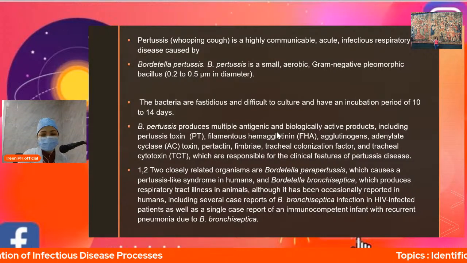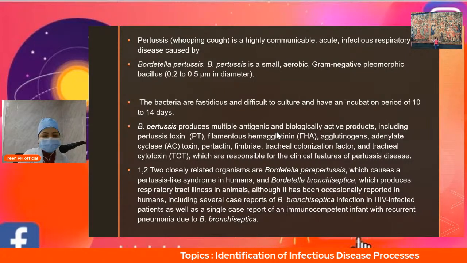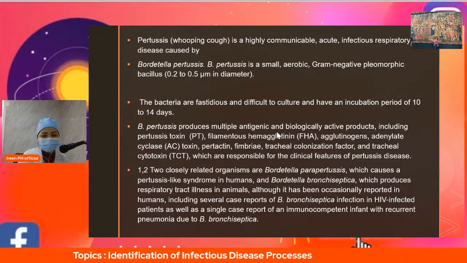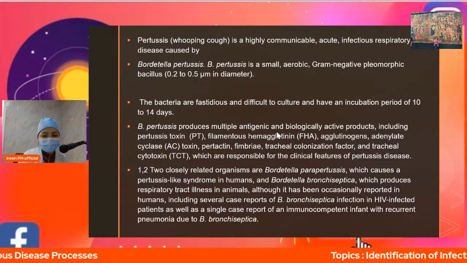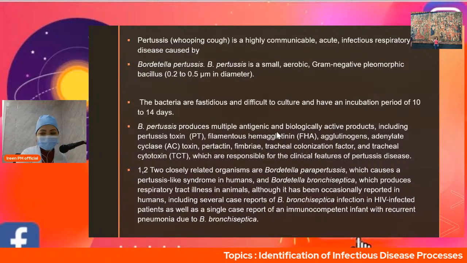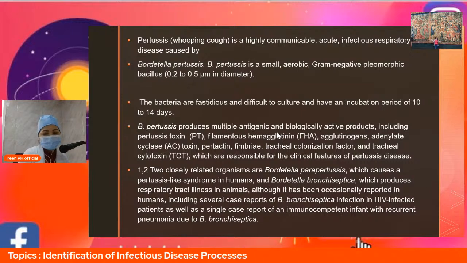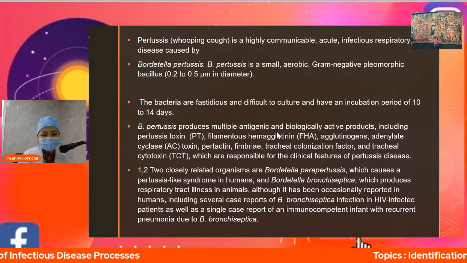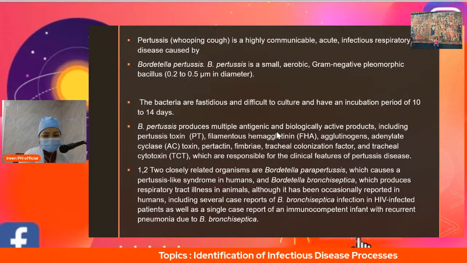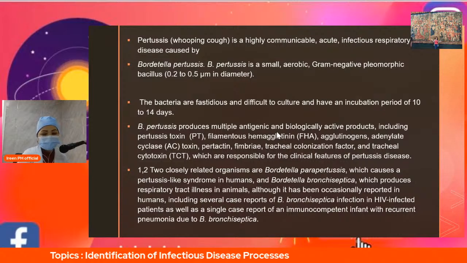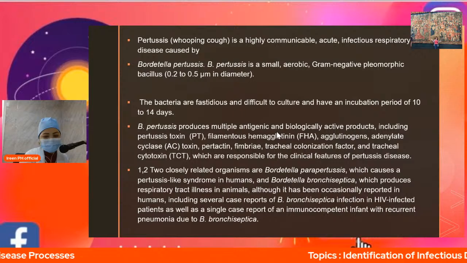Two closely related organisms are Bordetella parapertussis, which causes pertussis-like symptoms in humans, and Bordetella bronchiseptica, which causes respiratory tract illness in animals, although it has been occasionally reported in humans, including several case reports. One case was reported in an immunocompetent infant with recurrent pneumonia due to bronchiectasis.